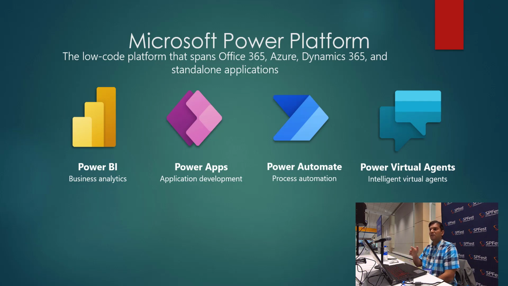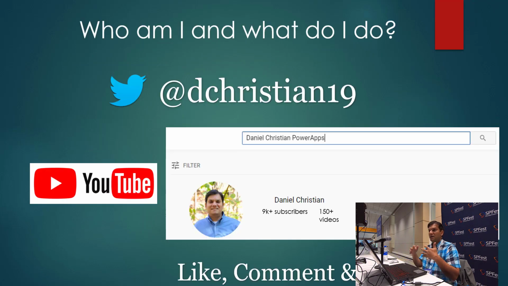So overall, we talked about the four things: Power Apps, Power Automate, and Power Virtual Agents. We briefly touched on Power BI more from the integration standpoint. But these are the four big family members of the Power Platform, and that is going to be the entire future for the Power Platform.